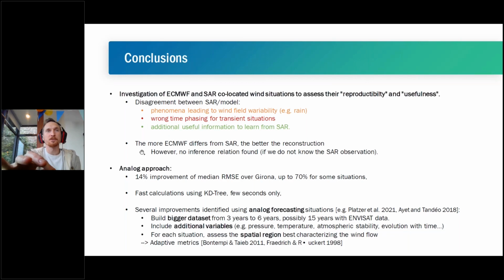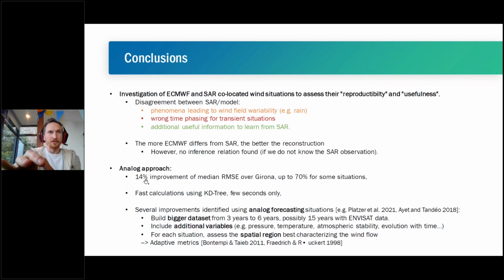There is, however, an issue in this: we have found no inference relation. Because to be able to do this, we need to know what the SAR measurement is. And one idea of this methodology is to be able to apply it even if we do not have SAR measurements for the specific situation we're trying to forecast.